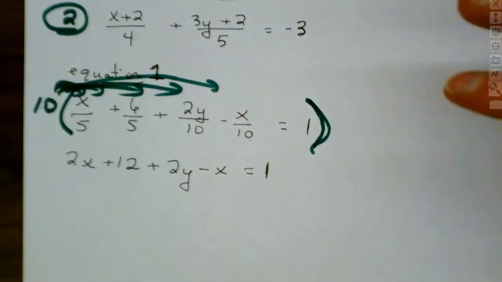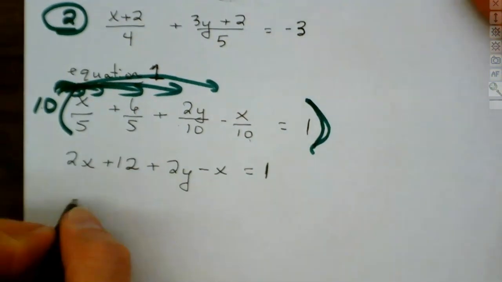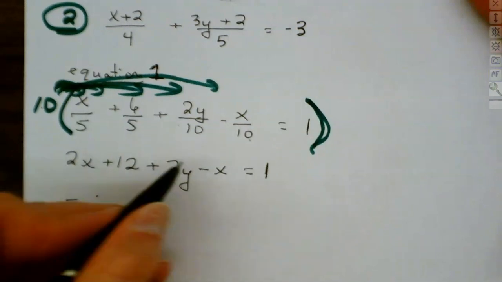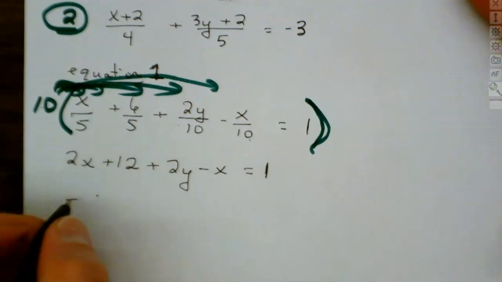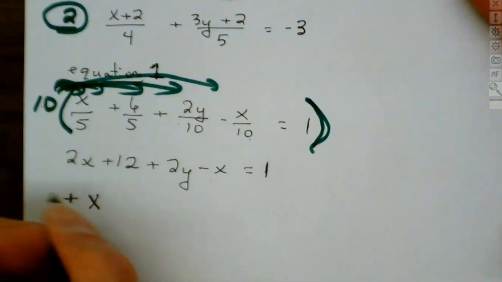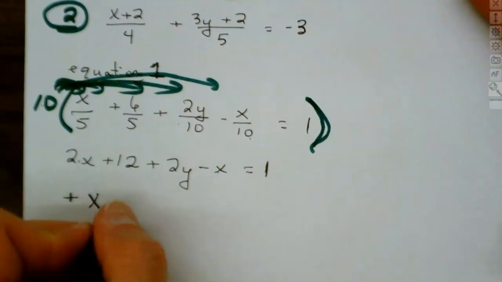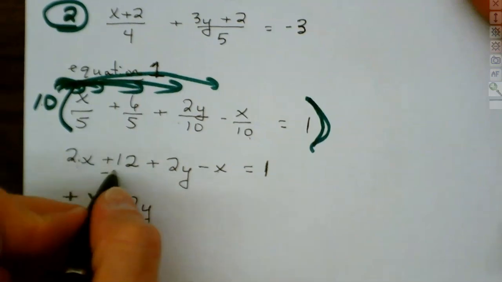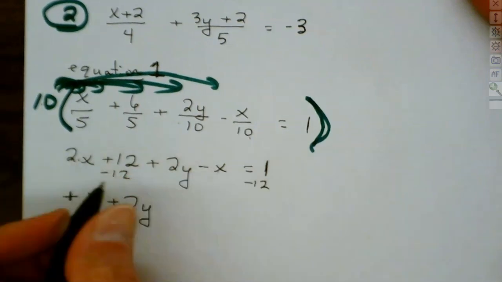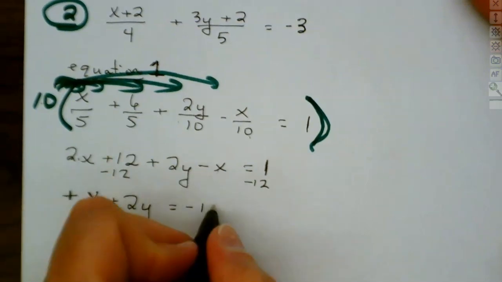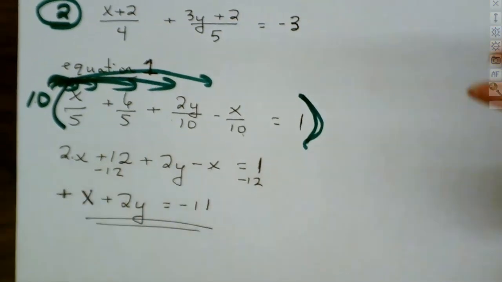Clean it up. So we're going to put the x first. So 2x and a minus x, that leaves you with a positive x, right? Those go together. We have a 2y, and I'm going to move the 12 over. So that leaves you with that. It is a little bit of work to do that, but we just cleaned it all up, moved things around, and we got to this point. Now this is our first equation.